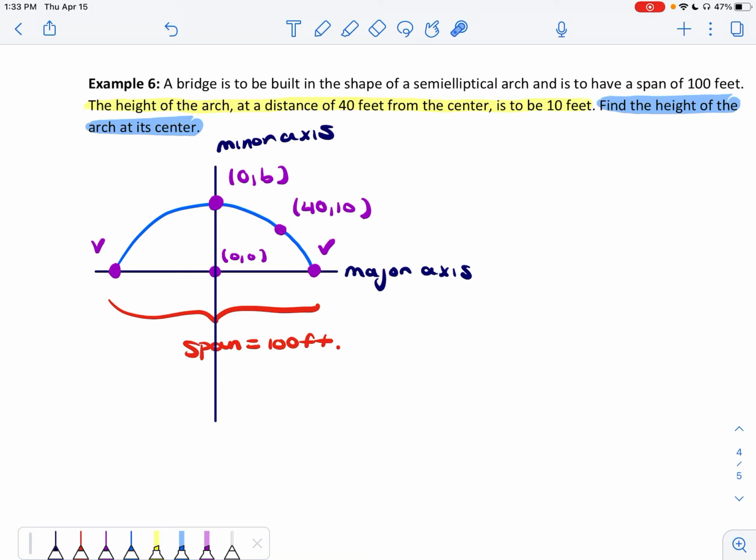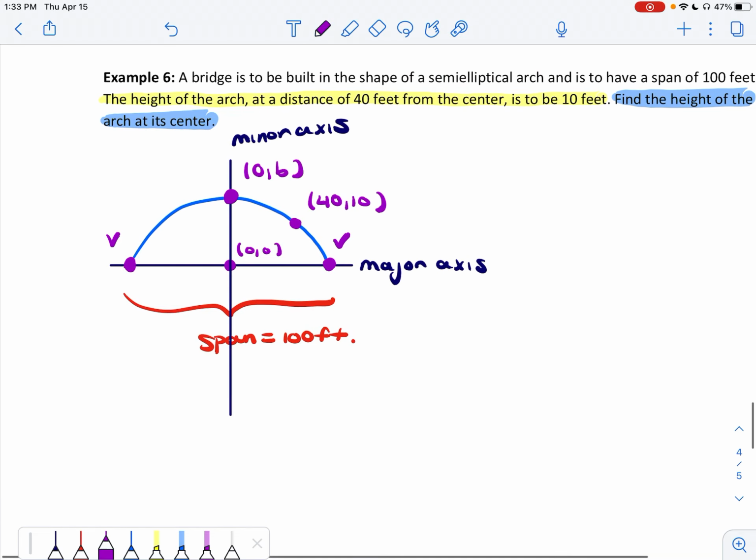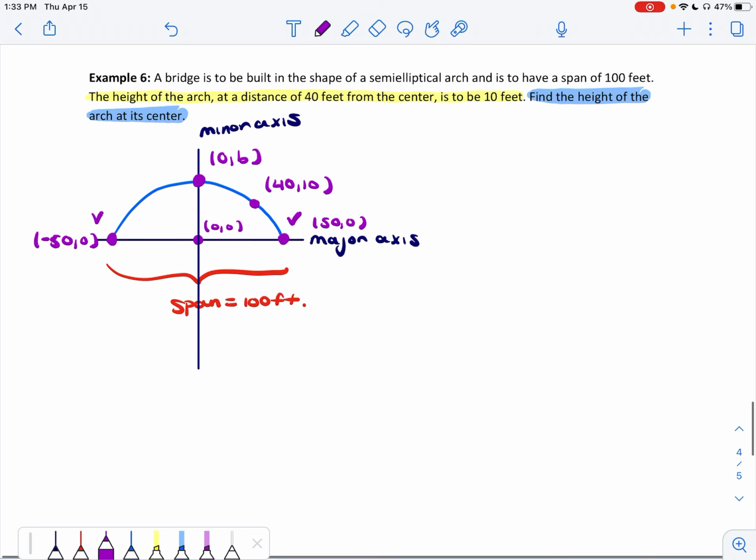Okay. Now, a couple more things to point out here: if we know that the total span of this bridge is 100 feet, then from the center outwards is going to be 50 feet in either direction. So the coordinates of these vertices would be at (-50, 0) and (+50, 0). Okay. All right, so now if we're trying to figure out our b value, we're going to start by trying to figure out an equation for this ellipse.